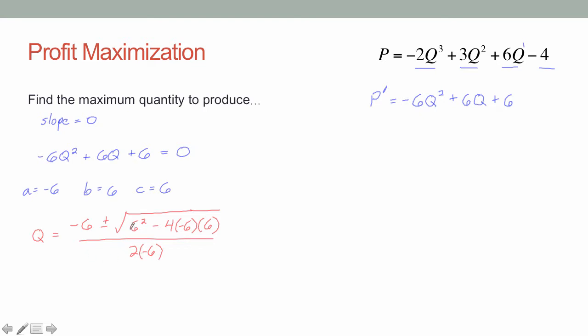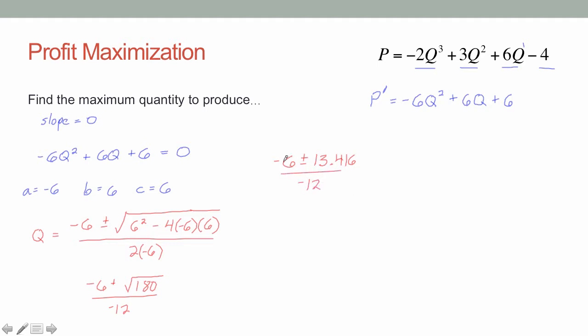We're using our quadratic formula because that's what we use to solve when quadratic equations equal 0. If I do some simplification, everything in here, 6 squared minus 4 times negative 6 times 6, all that equals 180. So now we have negative 6 plus or minus the square root of 180 over negative 12. Now let's take the square root of 180 and we get negative 6 plus or minus 13, I'm going to go ahead and round it to the nearest thousandth, 13.416, divided by negative 12.